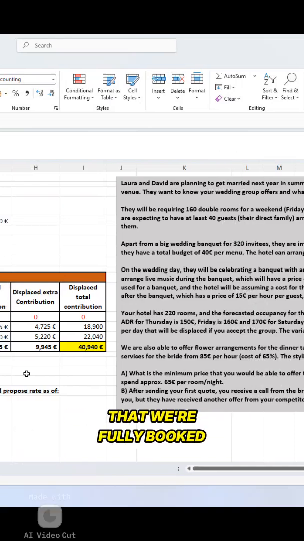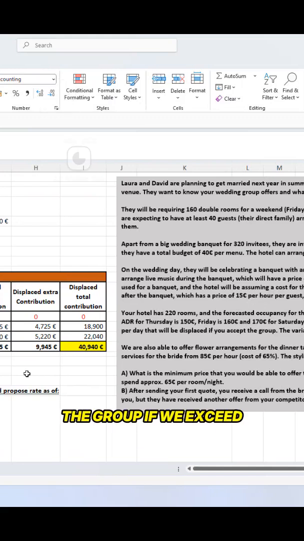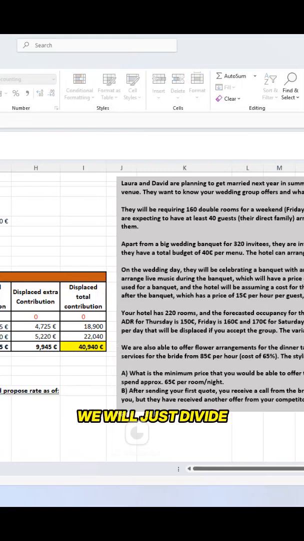On top of that, we're fully booked for 2 days. That's why we would accept the group. If we exceed that, even better. So what do we do now with this number? We will just divide it now with the total group size, which is 340.